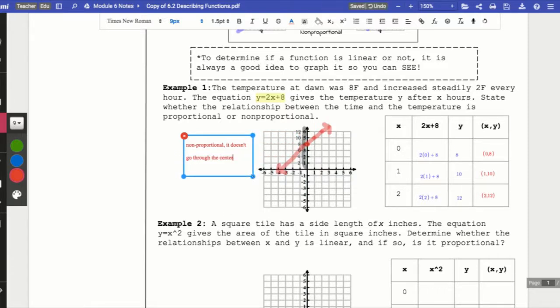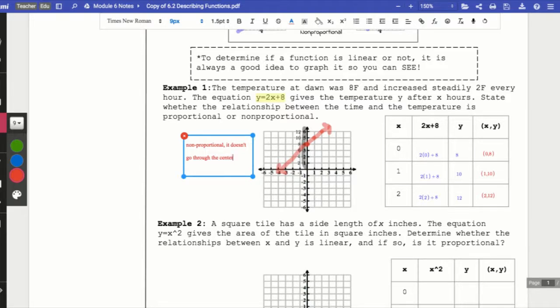Okay. So that's how we determine whether a linear relationship is proportional or non-proportional. We take the equation and we just graph it. So in the second example, we're told that a square tile has a side length of x inches. The equation y equals x squared gives the area of the tile in square inches. So remember, area is length times width. Well, both sides are x, then x times x is x squared.